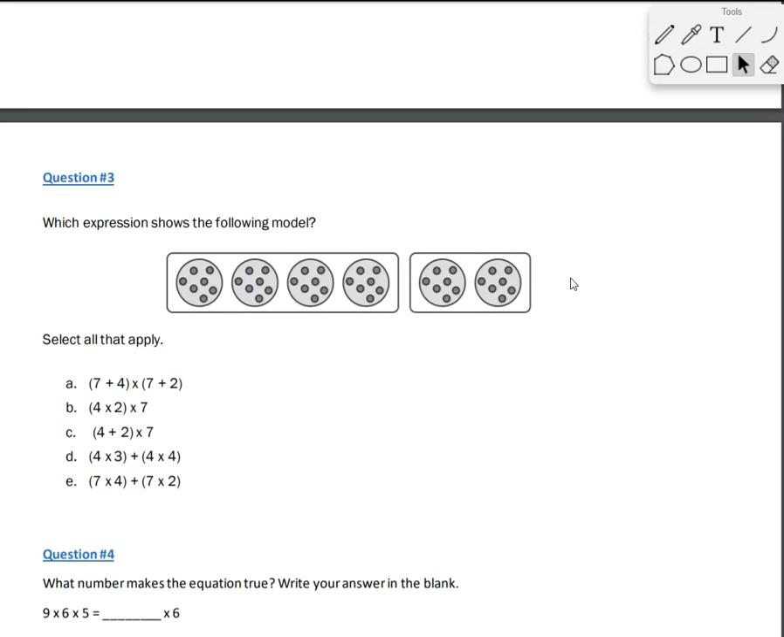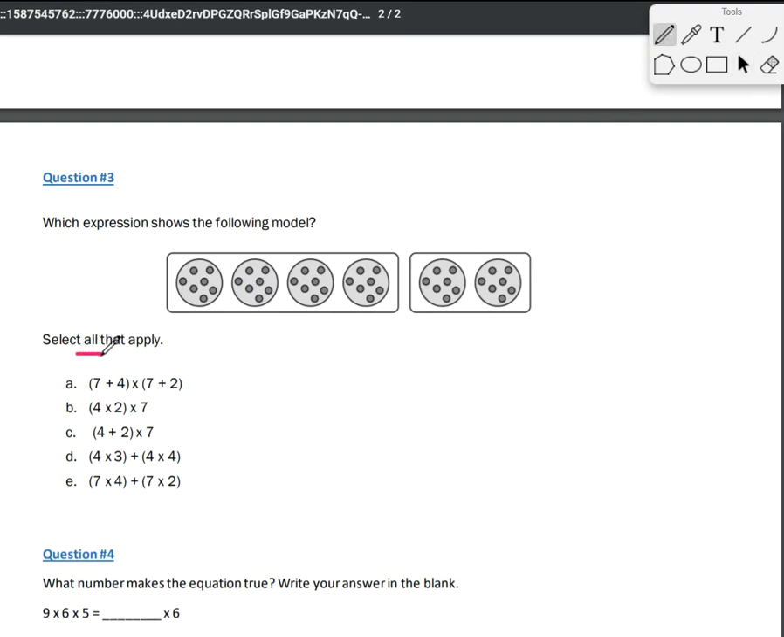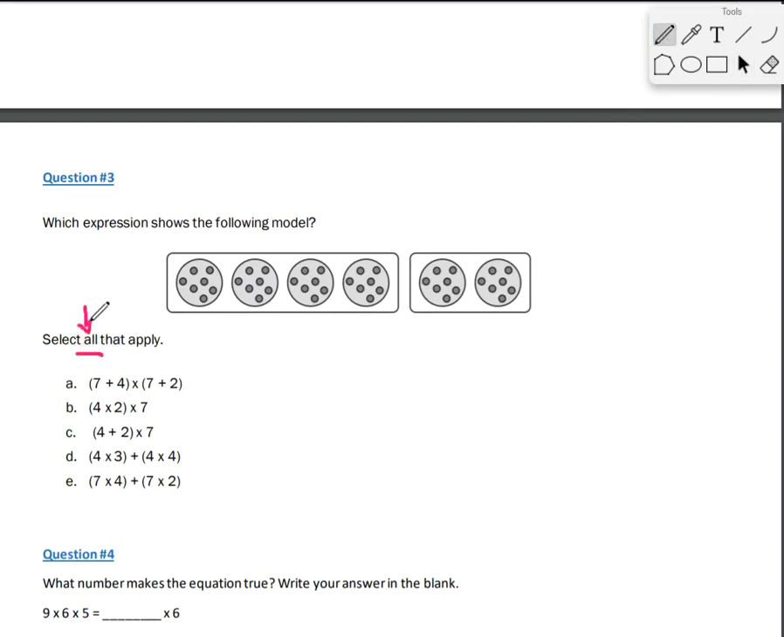All right. Which expression shows the following model? Select all that apply. So we're going to have at least 2. So I have some chocolate chip cookies on some plates, and I see I have 1, 2, 3, 4, 5, 6 cookies. And I'm betting they want me to count the amount of chocolate chips on them. So let me do that. I have 1, 2, 3, 4, 5, 6, and 7. So I have 6 cookies, 6 groups of 7.